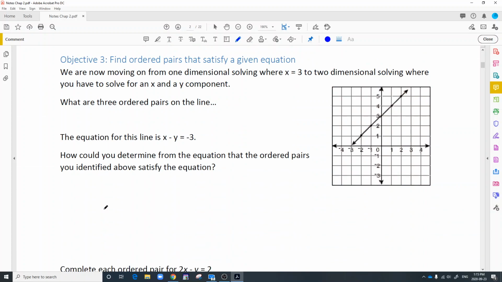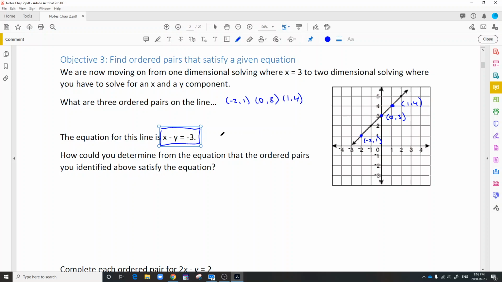Objective 3, we're going to move from just some basic information about points back to this idea of there being an equation. So this is a line. There is an equation for this line. In fact, it's x minus y equals -3. And what we want to look at is what does that mean? So if I were to pick 3 random ordered pairs on the line, I could pick a point here, I could pick a point here, and I could pick a point here. So this point is 1, 4. This point is 0, 3, and this point is -2, 1. These ordered pairs, -2, 1, 0, 3, and 1, 4, are all points on the line.